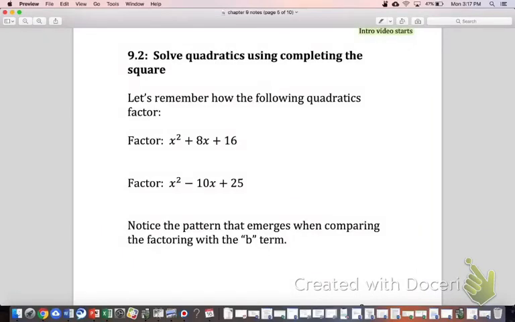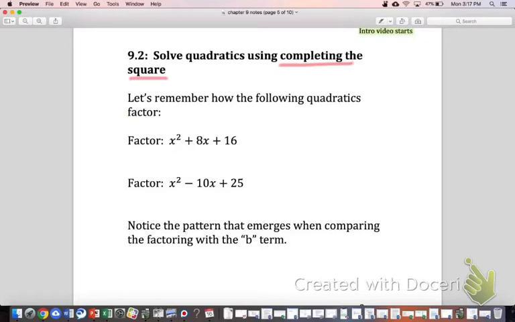This is the intro video for section 9.2 in Algebra 1. In section 9.1, we looked at how to solve quadratics using the square root property. In this video, we're going to look at how to solve quadratics using something called completing the square. Completing the square is a very powerful tool in solving quadratics.